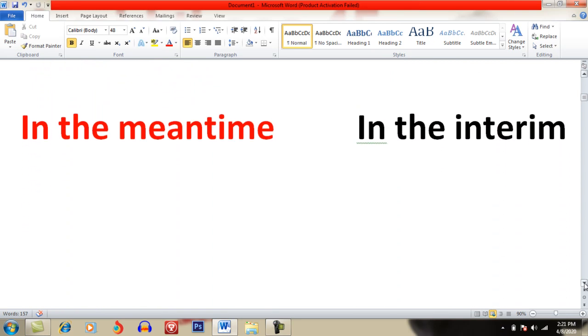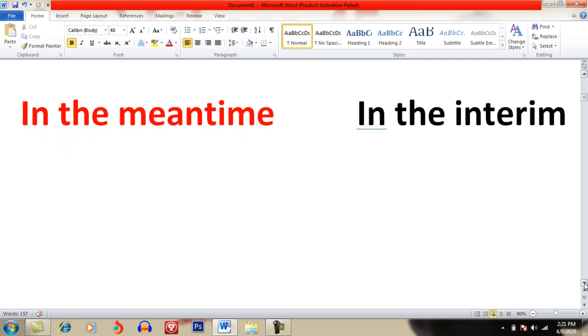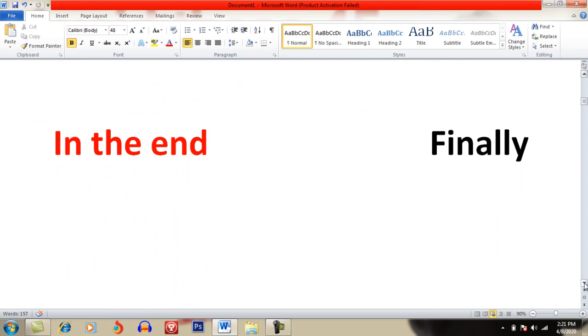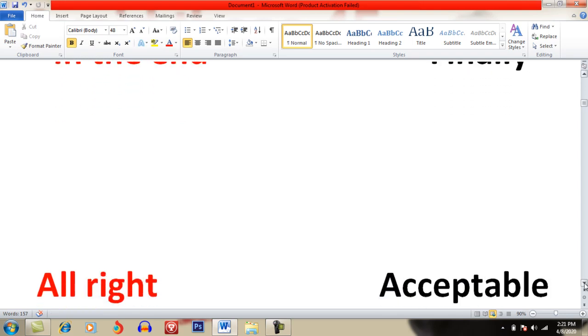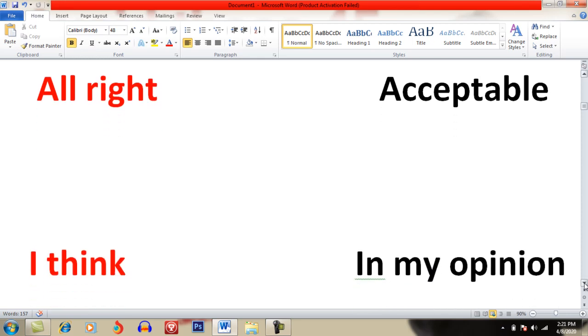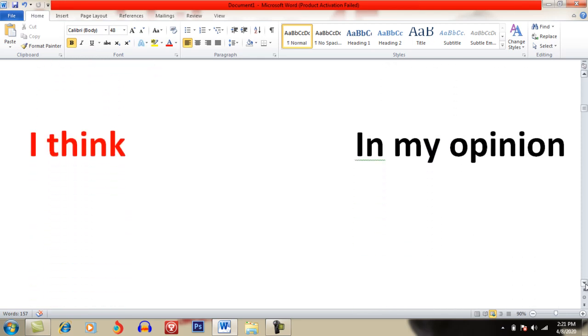In the meantime, you can replace the transition "in the meantime" with "in the interim". The transition "in the end", you can replace it with "finally", which is a formal transition. "Alright", you can replace it with "acceptable". "I think". So instead of "I think", try to use "in my opinion", because "I think" is informal.